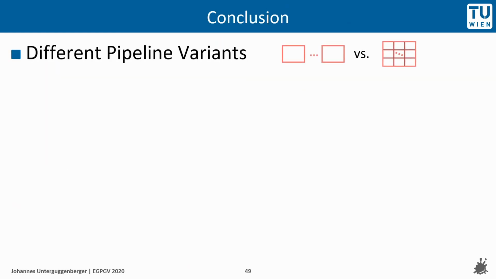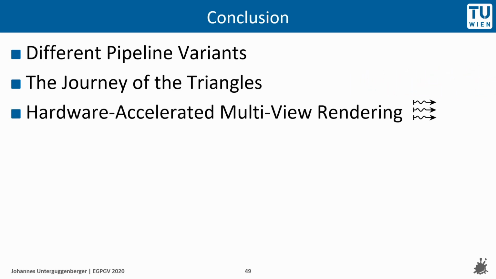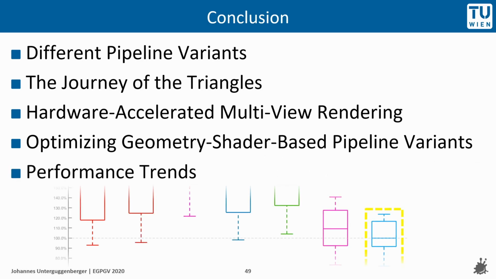With this, I would like to conclude my talk, where we have investigated different variants of graphics pipelines. We have examined the journey of triangles throughout different pipelines and especially focused on where the geometry is amplified. We have seen hardware support for accelerated multi-view rendering. We saw how geometry shader-based variants can be optimized so that they reach competitive performance compared to hardware-accelerated multi-view in many cases, while still offering full support for custom tessellation and geometry shaders. And we have looked through the performance trends of several selected test cases.